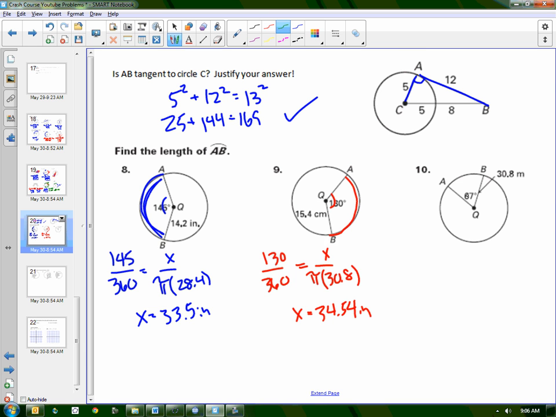For the third one, same game. The part is 67 out of the whole, all 360 degrees. The part of the arc is what I don't know, AB, but I do know that the radius is 30.8, so I can find the diameter would be twice that, which is 61.6. So if I cross multiply and divide here, I get x equals 36.02, and that's meters. So all I'm doing is finding the part of the whole. The part angles, 145 out of 360, and the whole is the circumference in this.